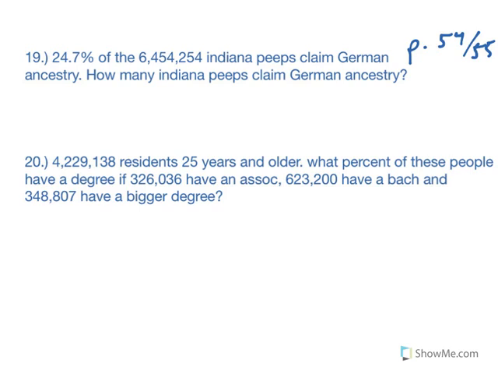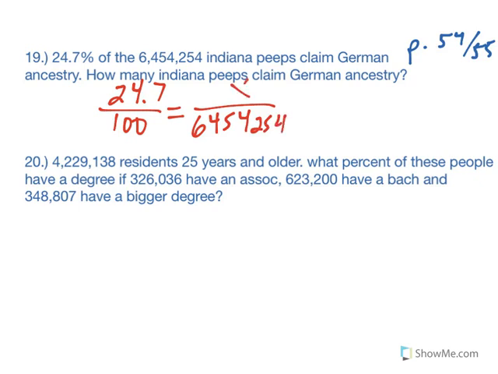All right, so number 19, dealing with that same information. 24.7% of the big number of Indiana peeps claim German ancestry. How many of these peeps claim it? Well, we start with percent, and we know the percent goes over 100. Now, that 6,454,254 people, that's the total. Total goes on the bottom. So that top number is going to tell us how many people claim German ancestry, and the answer is 1,594,201 if you round to the nearest person.